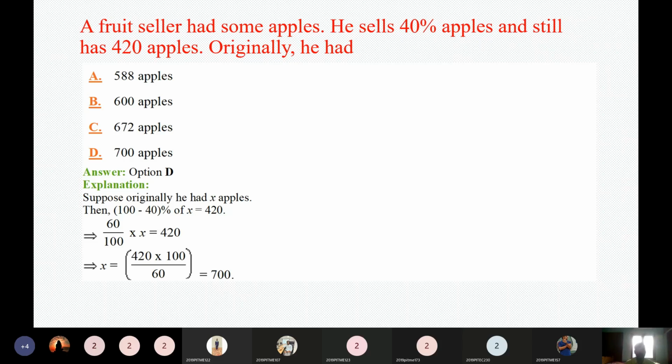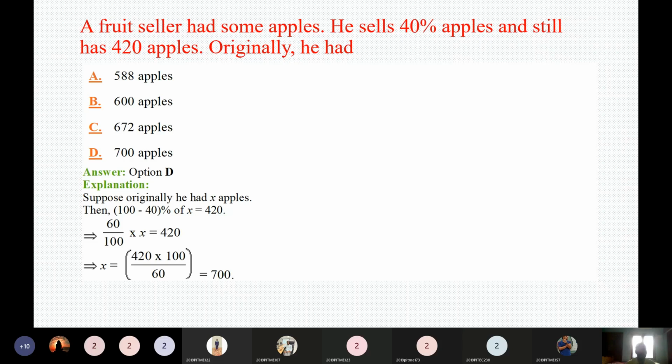Okay, now take that 40% he sold, which means he has the remaining 60% of the apples. We don't know that number, so you take it as x. So he has the remaining 60%. So what you can do is, 100 minus 40, because he sold 40% of x, the apples he initially had, that is equal to 420.